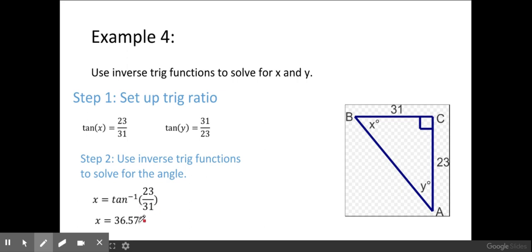So make sure that your calculator is in degree mode so that you get the correct answer and you're not doing it in radians. For my second equation, I would get tan inverse of 31 over 23 equals y. And here I get 53.43 degrees. So once again, you need to be in degree mode for this to work. And these are the two measures of my angles.